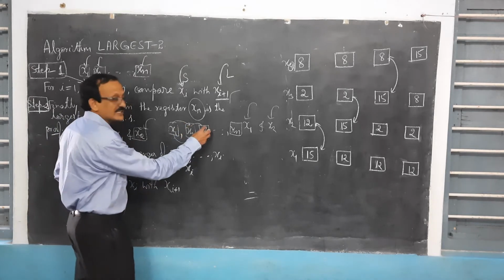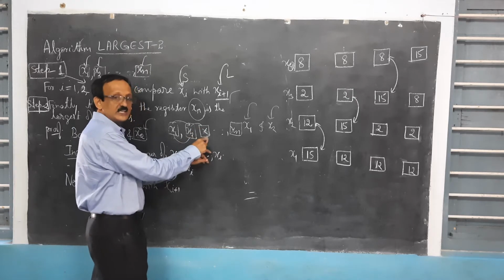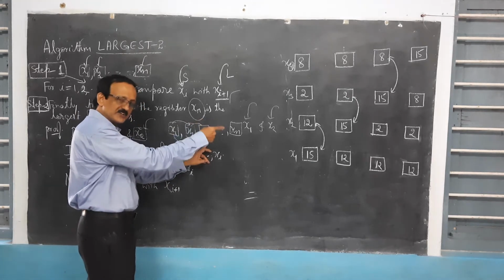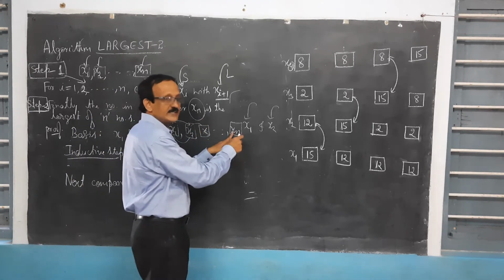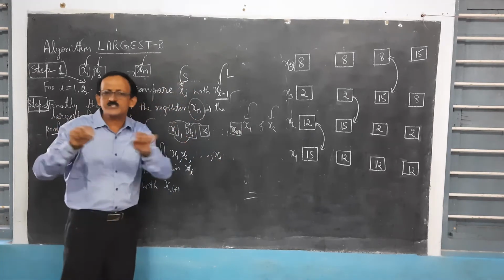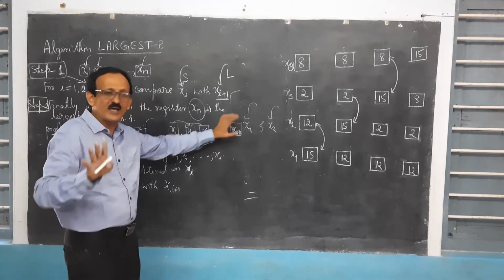Put the value here and interchange. The larger is stored in x3, the smaller is stored in x2. If you keep doing this at every step, at the end the last register, the last box labeled xn, will hold the largest of n numbers.